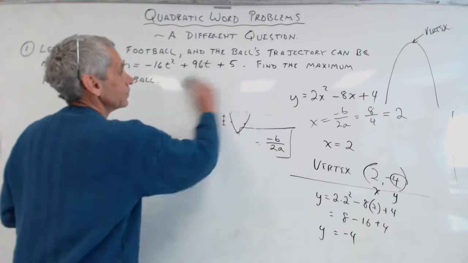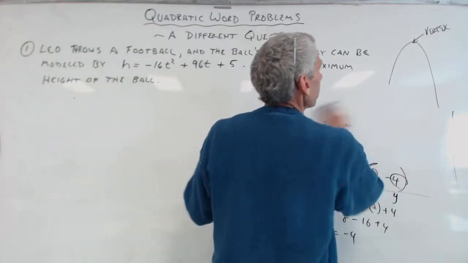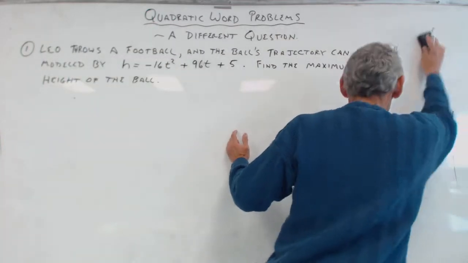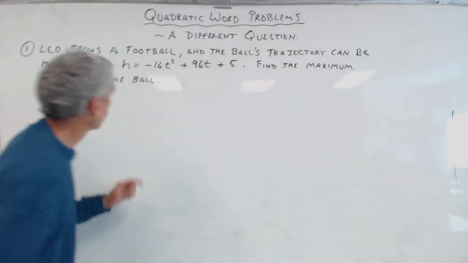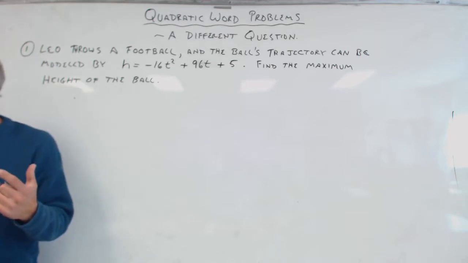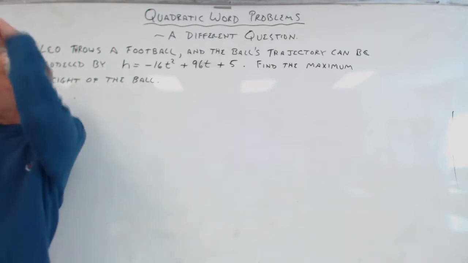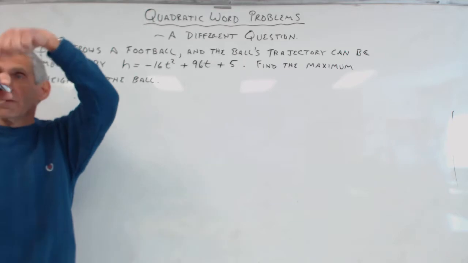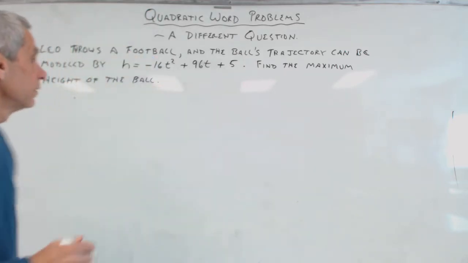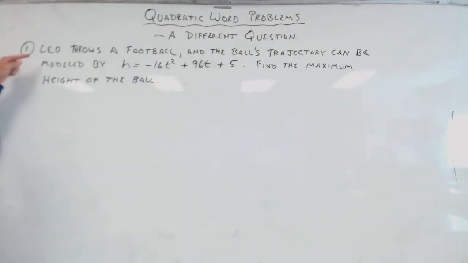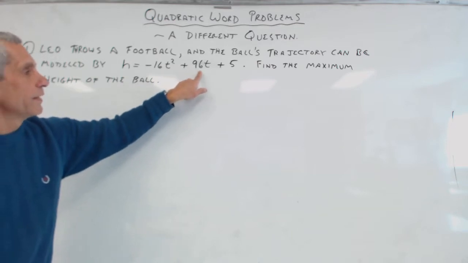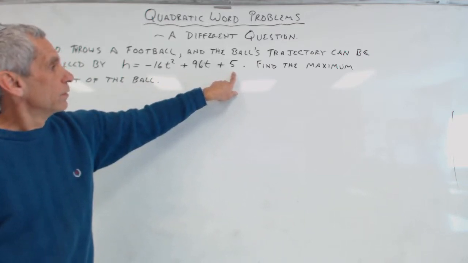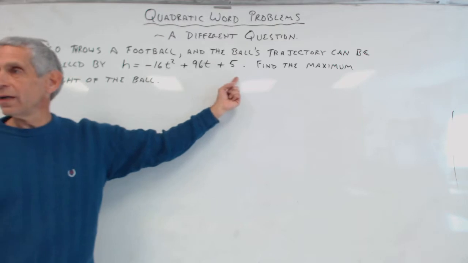So now let's do the word problem. And I think you're going to see how simple it is. Do you understand? It says find the maximum height. Maximum height of any parabola is the vertex, right? So the first thing I want to do is find the vertex. So here we go. It says Leah throws a football, and the ball's trajectory can be modeled by h equals negative 16t squared plus 96t plus 5. Now, as I look at this, what do we know?